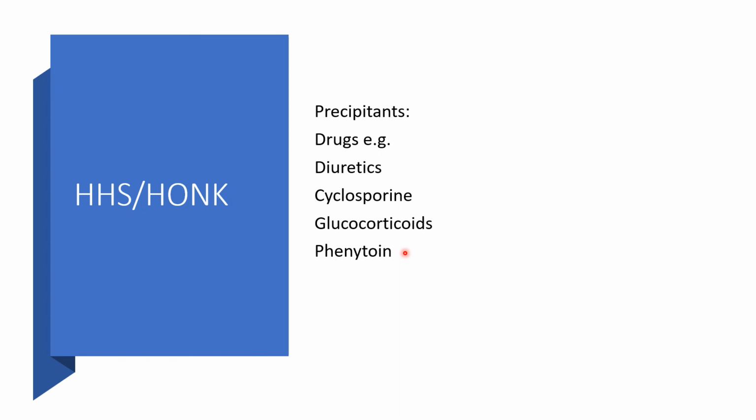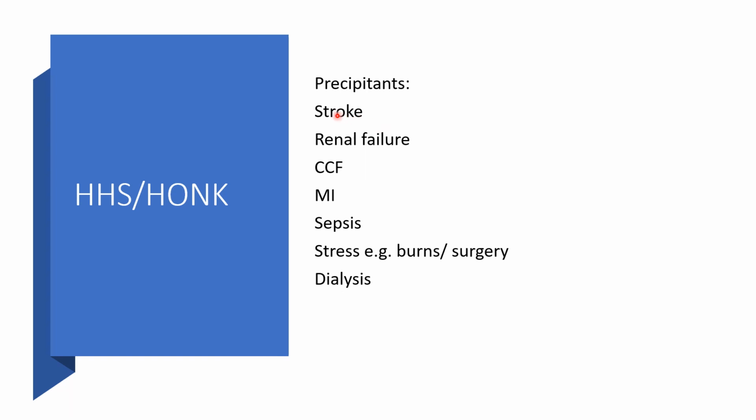But we should be careful. Once somebody has type 2 diabetes and is on all these medications and more, they might come down with this, and 50% of them may die. Stroke could be a precipitant also of HHS. Renal failure, congestive cardiac failure, myocardial infarction, sepsis, stress, for example burns or surgery, and even dialysis.